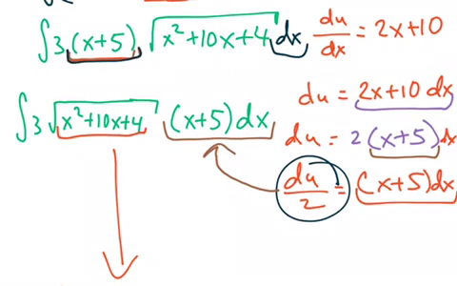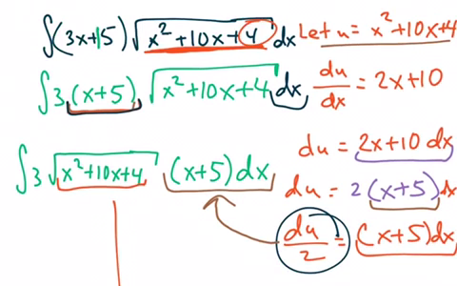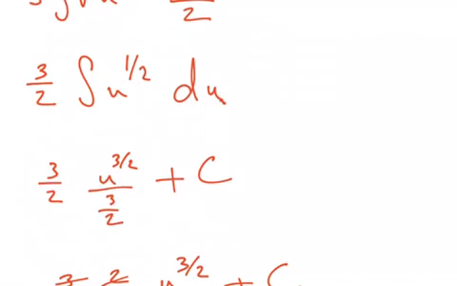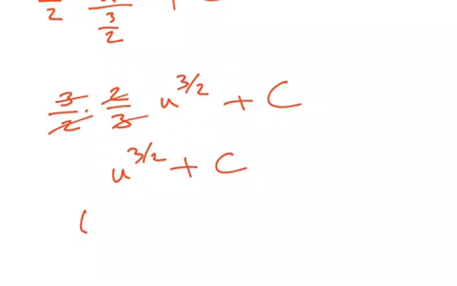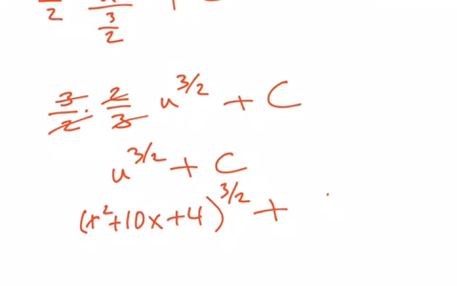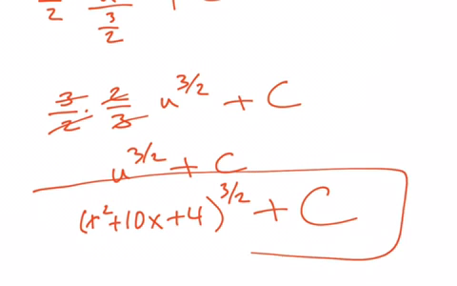And we know from the beginning u is x squared plus 10x plus 4. So this is going to be, u is going to be x squared plus 10x plus 4 raised to the 3 over 2, plus c. And that's my final answer.